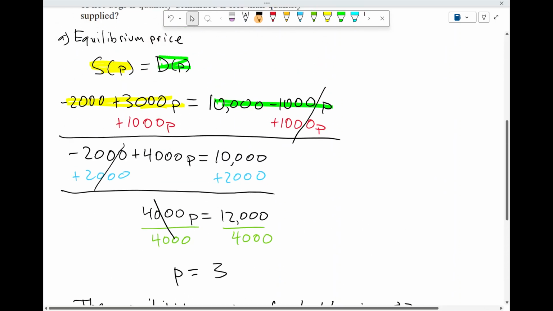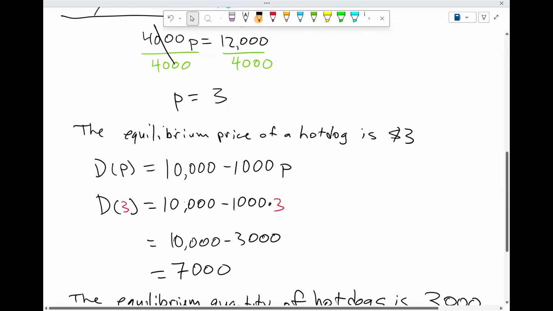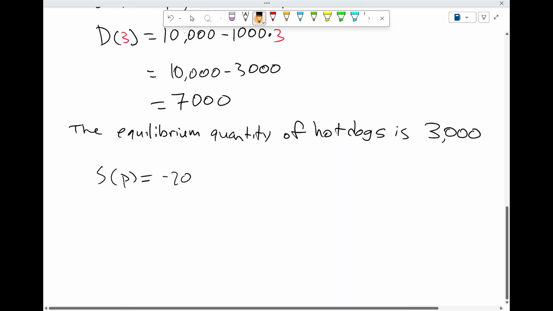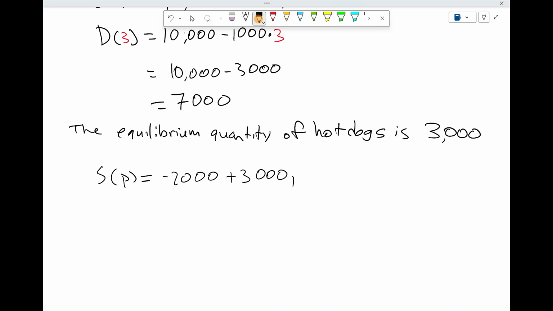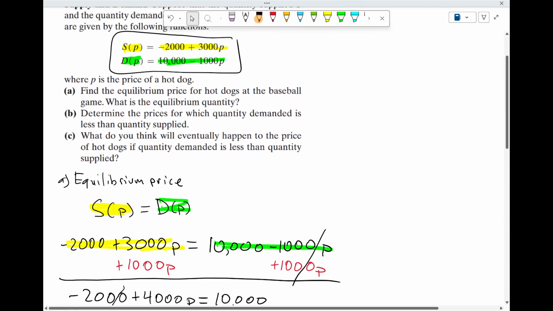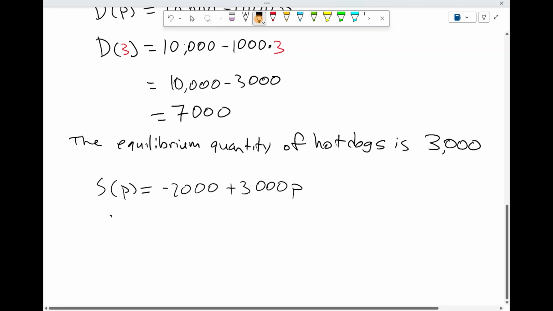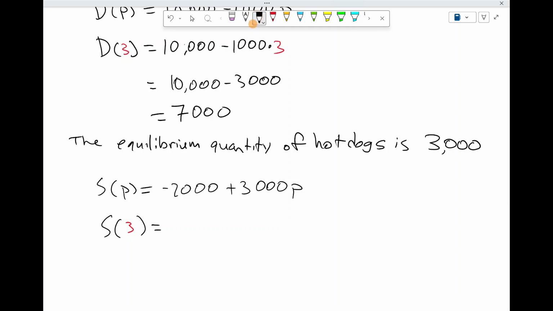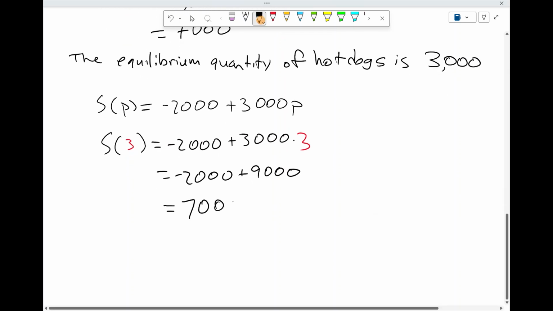plug in 3 into the supply formula. Let me double check I wrote that correctly. And so let's see, we should get the same exact equilibrium quantity. And when we simplify everything, yes, we get the same exact quantity.